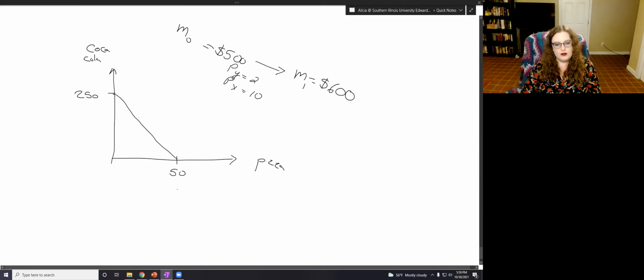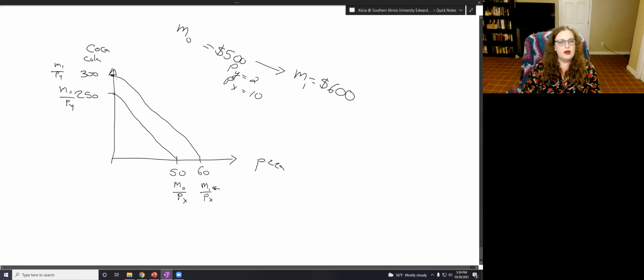So then if you were only going to spend, let's say, M0 over PX, just as a little bit easier, and M0 over PY. All right, well, let's say if you only spend your money on pizza, you end up buying 60 pizzas. Well, this is going to be equal to M1 divided by PX. Notice that the M has changed. This is equal to the new amount of money that you have available. Also, in that same way, if you now have $600 and they're $2 Coca-Colas, you can now afford 300 Coca-Colas, M1 over PY.